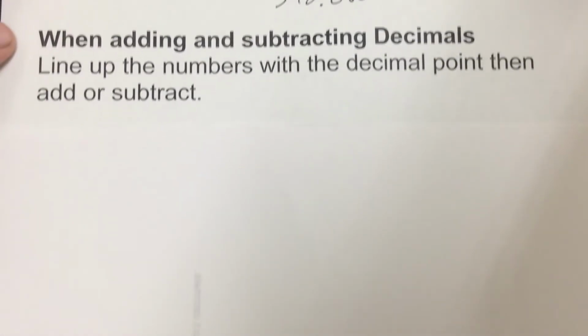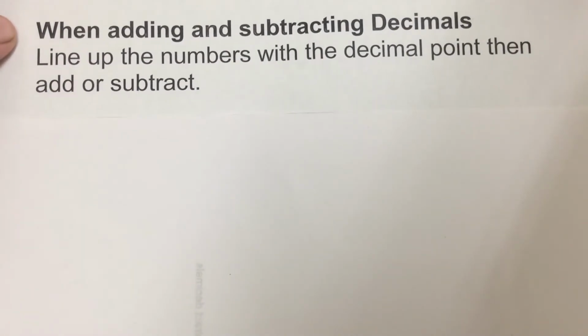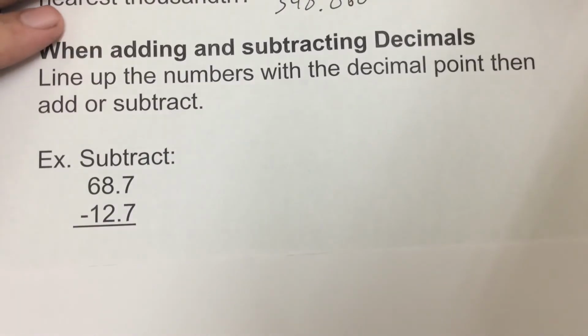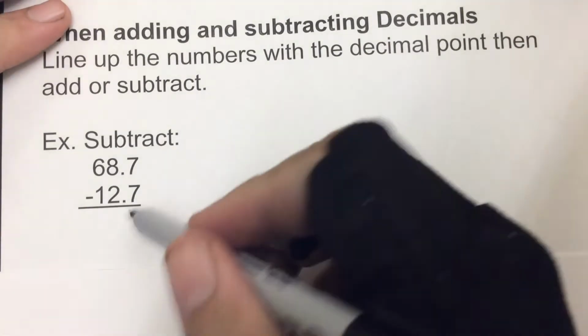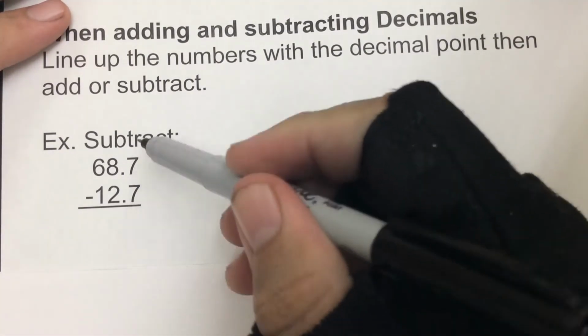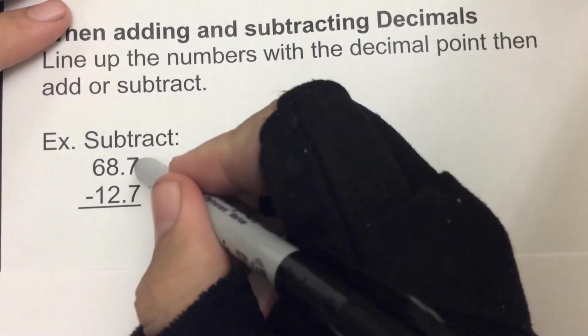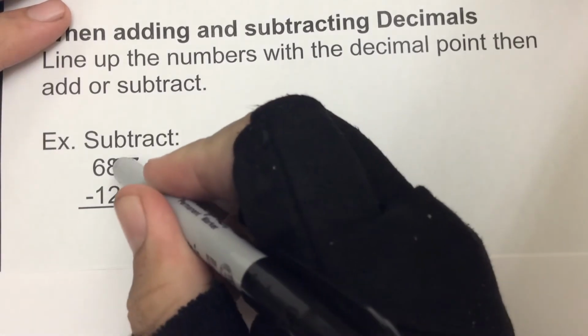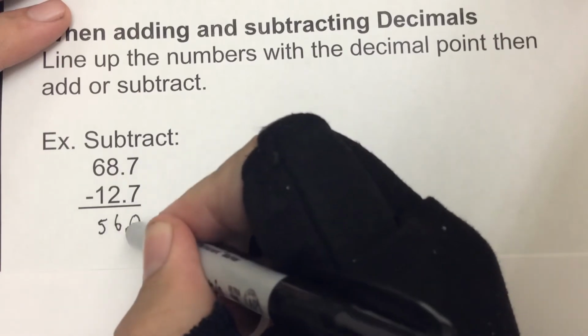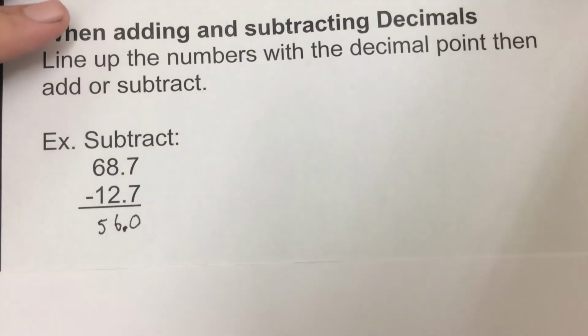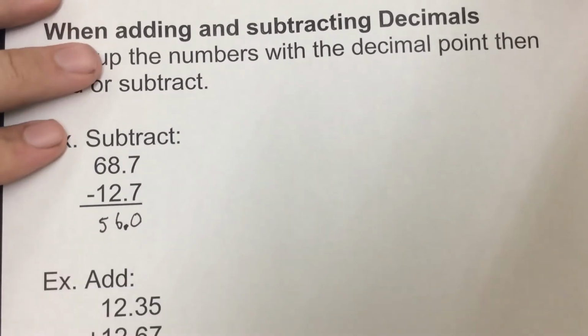So, adding and subtracting decimals. We're going to line up the numbers with the decimal point, and then we just simply add or subtract. So if we look at this first one here, we have the decimals lined up. So all we've got to do is just subtract them. 7 minus 7 is 0. 8 minus 2 is 6. 6 minus 1 is 5. And then we just bring that decimal straight down, and we have our 56.0.